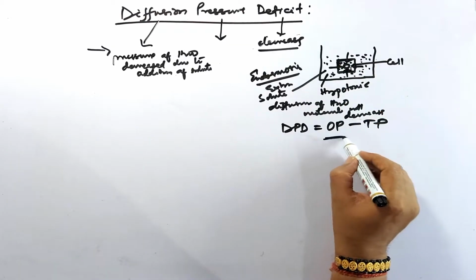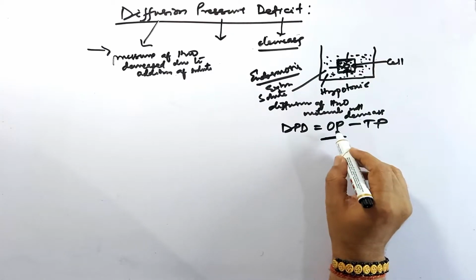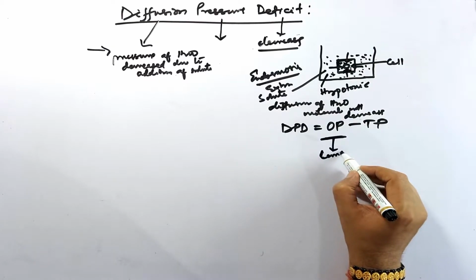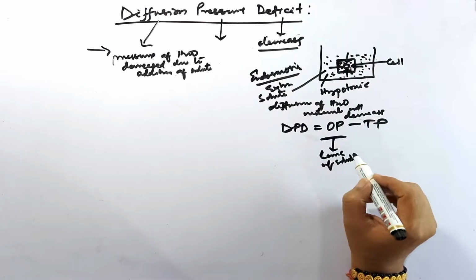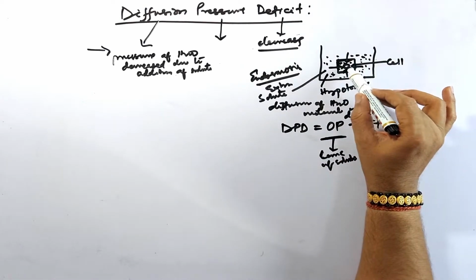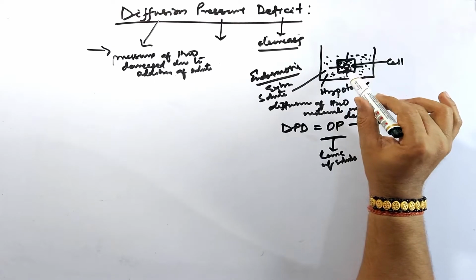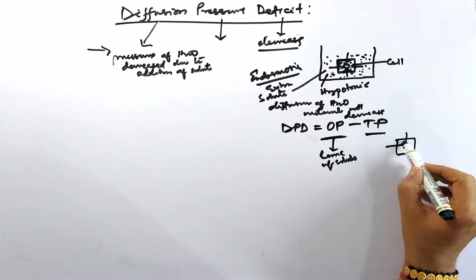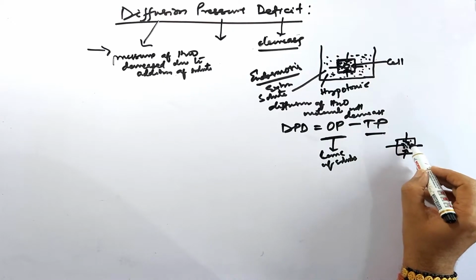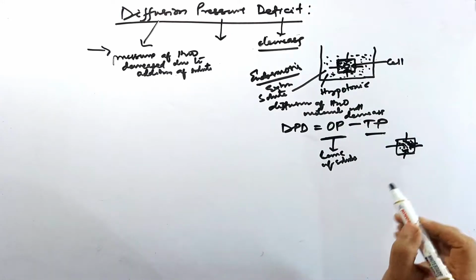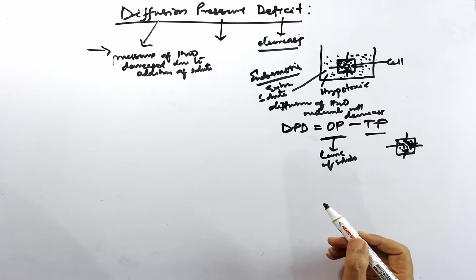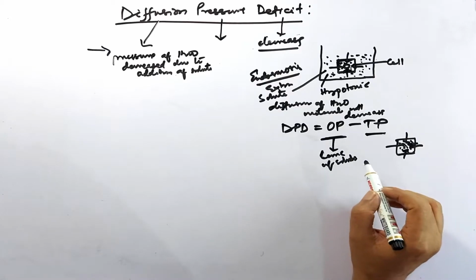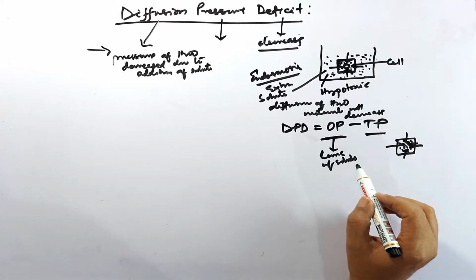So what is osmotic pressure? We have already discussed it. It is because of the concentration of the solute. When there is less water or more solute inside, there is more osmotic pressure. The turgor pressure is because of the entry of water into the cell; the increase of water inside imparts the pressure that we call turgor pressure. Now we can discuss graphically how to show the diffusion pressure deficit.